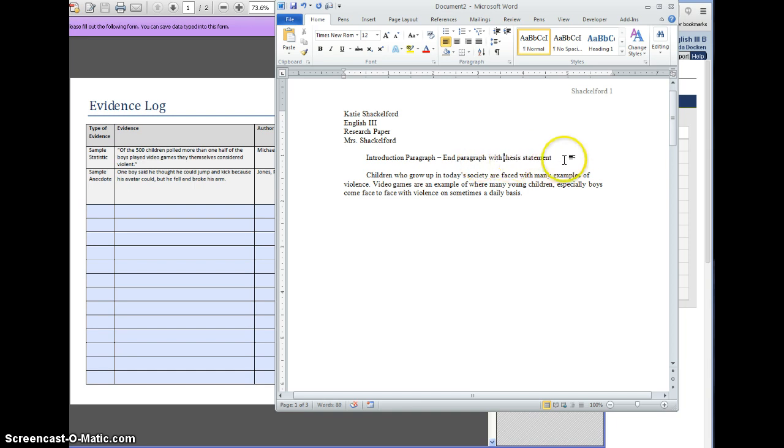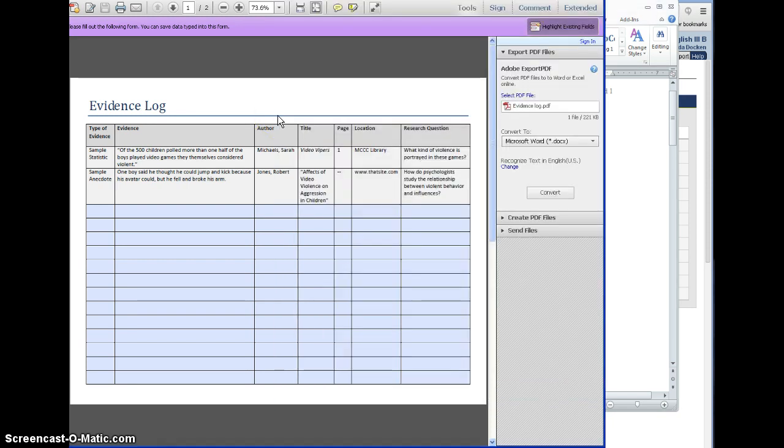Your thesis statement should answer your big discovery question. It should be a direct answer. So if your research question was what kind of violence is portrayed in these games, your thesis statement should say something like the blood and guts and gore is the type of violence that is portrayed in many video games that children play today. It's a direct answer to your research question.